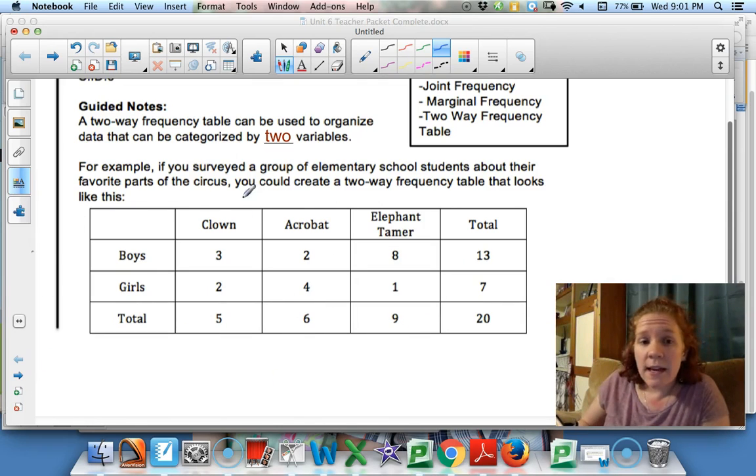This is kind of a sad example since the circus is ending in a few months. It's coming to Atlanta for the last time next month, so that's very sad. And there's no elephants anymore at Barnum and Bailey.